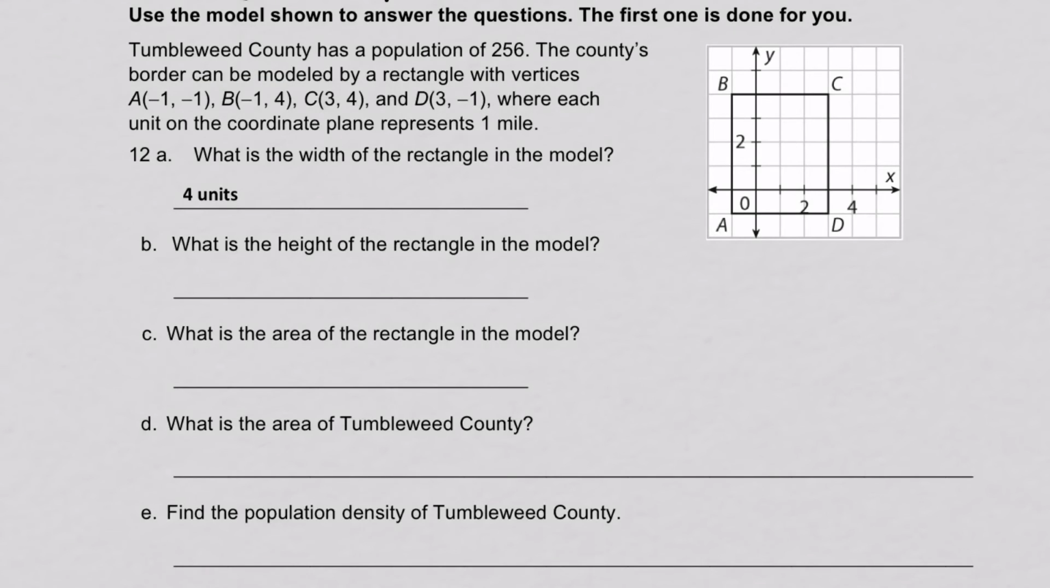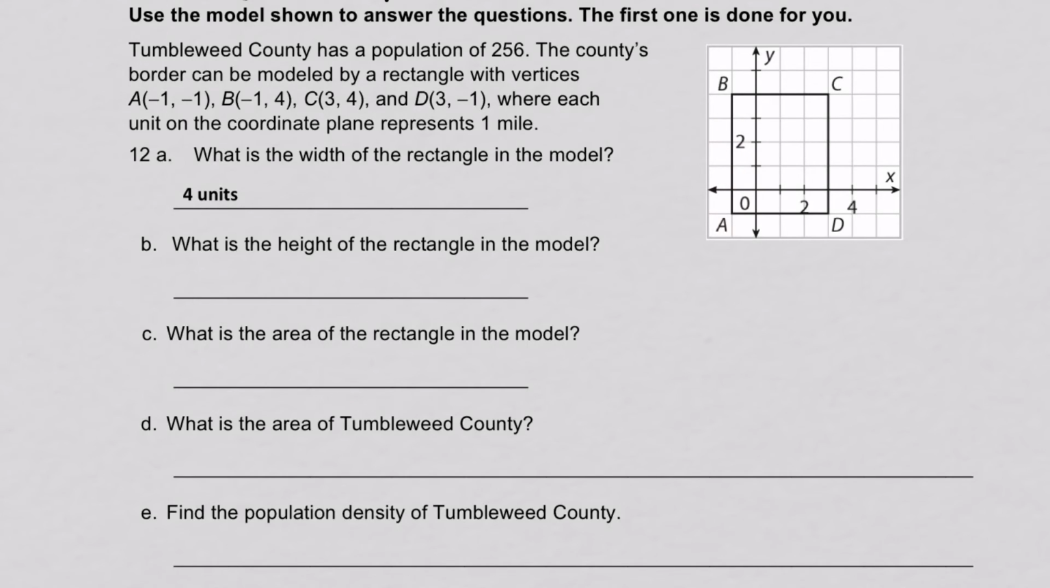Okay, so for number 12, it says use the model shown to answer the questions. The first one is done for you. Tumbleweed County has a population of 256. The county's border can be modeled by a rectangle with these vertices. Okay, so you guys can see it right there in the picture, where each unit on the coordinate plane represents 1 mile. Okay, so each basic unit right here is 1 mile. This is 1 mile, another mile, another mile, another mile, and so on.